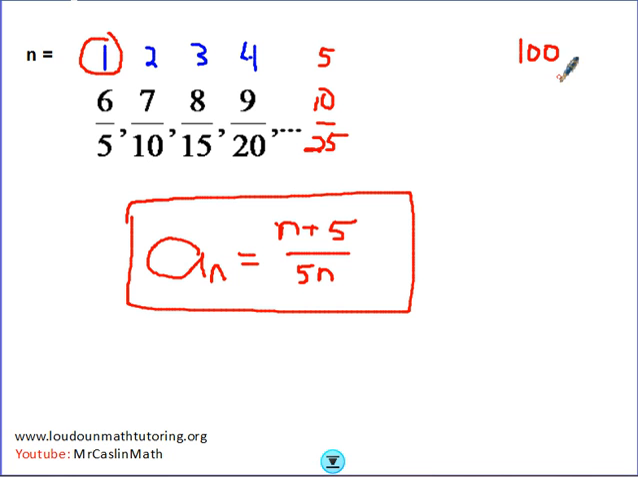So the 100th number in the sequence would be 100 plus 5, which is 105, and then 5n would be 500. Both of those have a common factor of 5, so you can reduce that fraction. What's even nicer, this can be put into a computer program, and all you have to do is enter the value of n, and it will give you the nth number in the sequence. So it doesn't look like this is arithmetic or geometric, but that doesn't mean it is not a sequence. It is a sequence, and we can describe it with a mathematical expression.